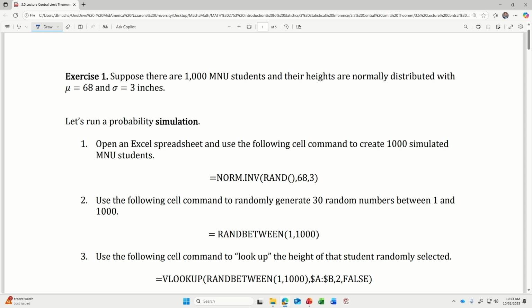Suppose there are 1,000 MNU students and their heights are normally distributed with a mean of 68 and a standard deviation of 3. We're going to simulate this, and I've left the instructions here if you want to go back and look at the instructions later and try it on your own. But we're going to do a simulation.